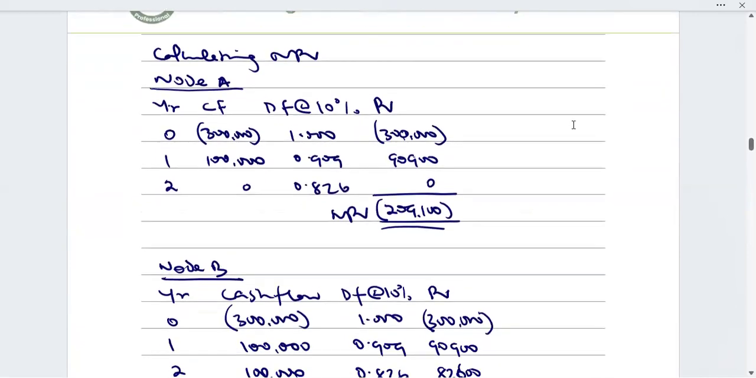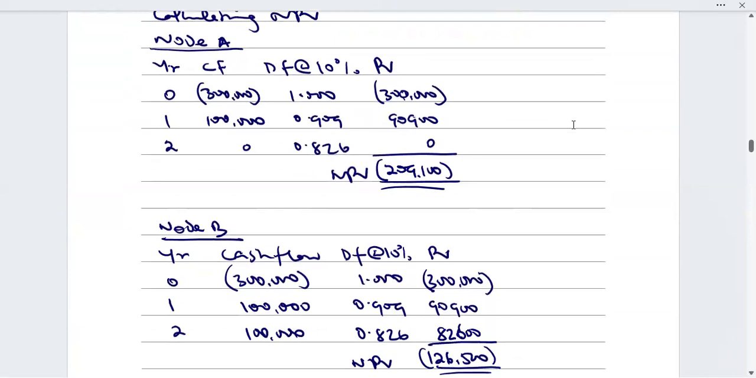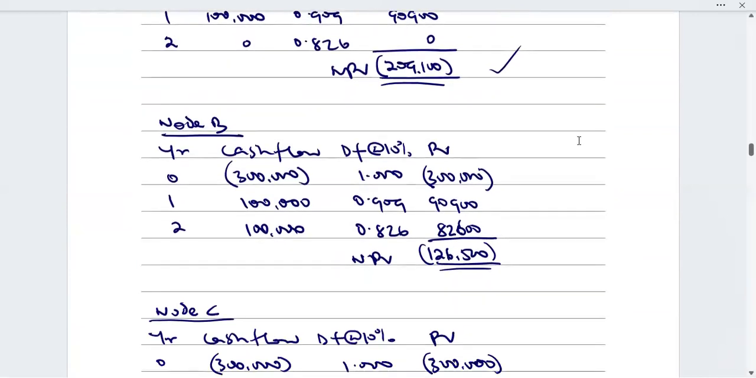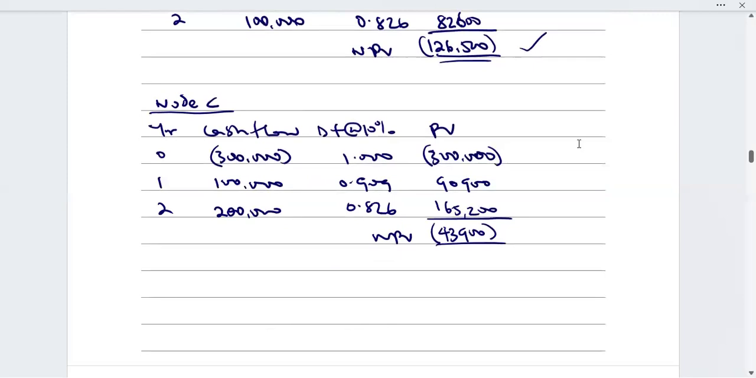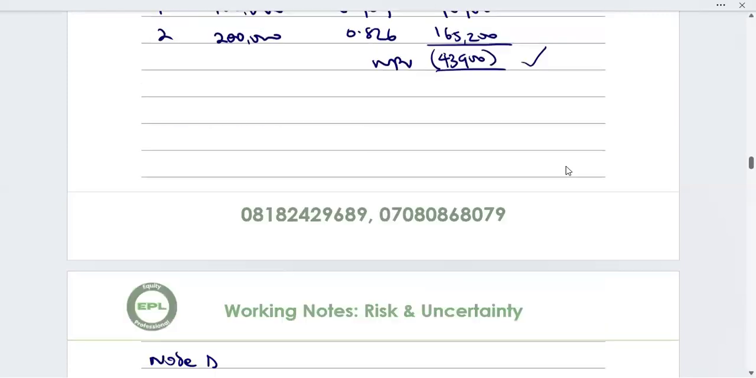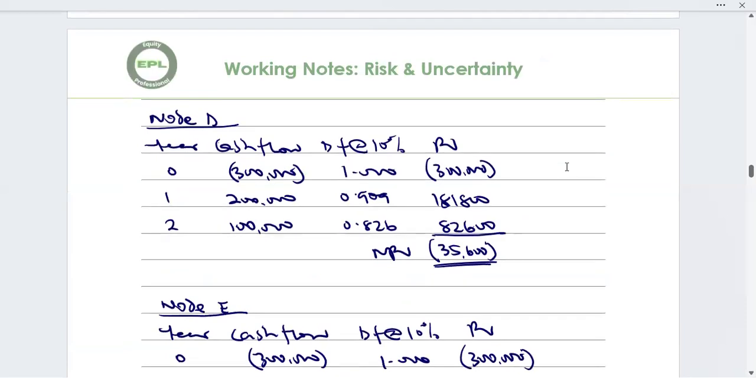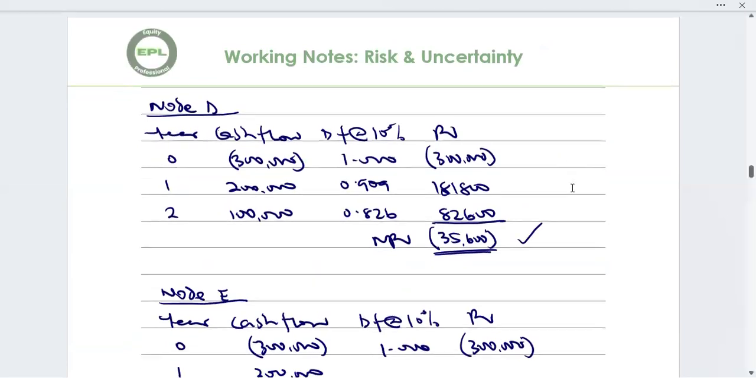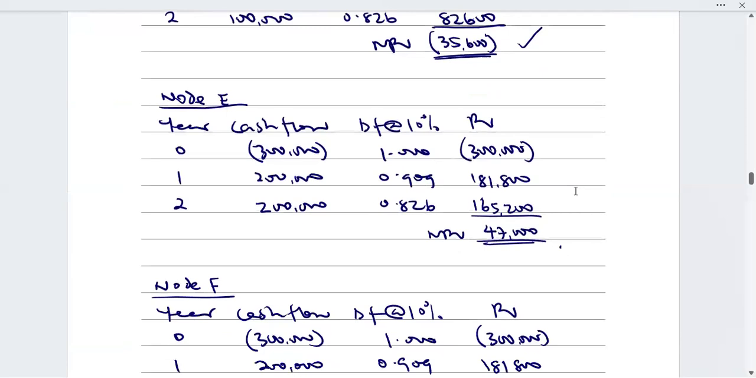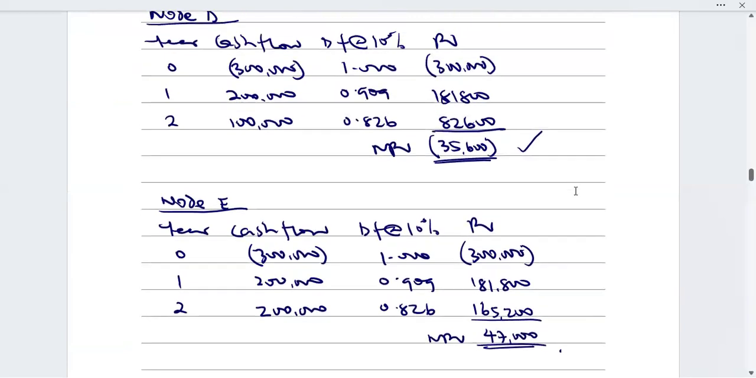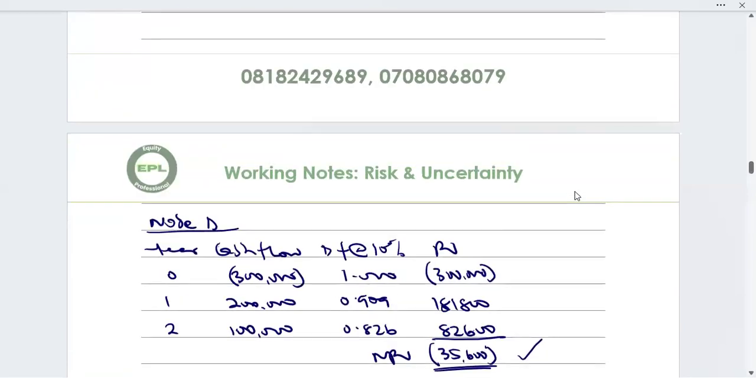You will see that originally we computed node A. Node A gave us a negative NPV of 209,100. Node B, negative NPV of 126,500. Node C, negative NPV of 43,900. Node D, negative NPV of 35,600. That's the first negative NPV. Any other negative NPV you got is a combined negative NPV, not the original one. So the original negative NPV is for node A, B, C, and D.